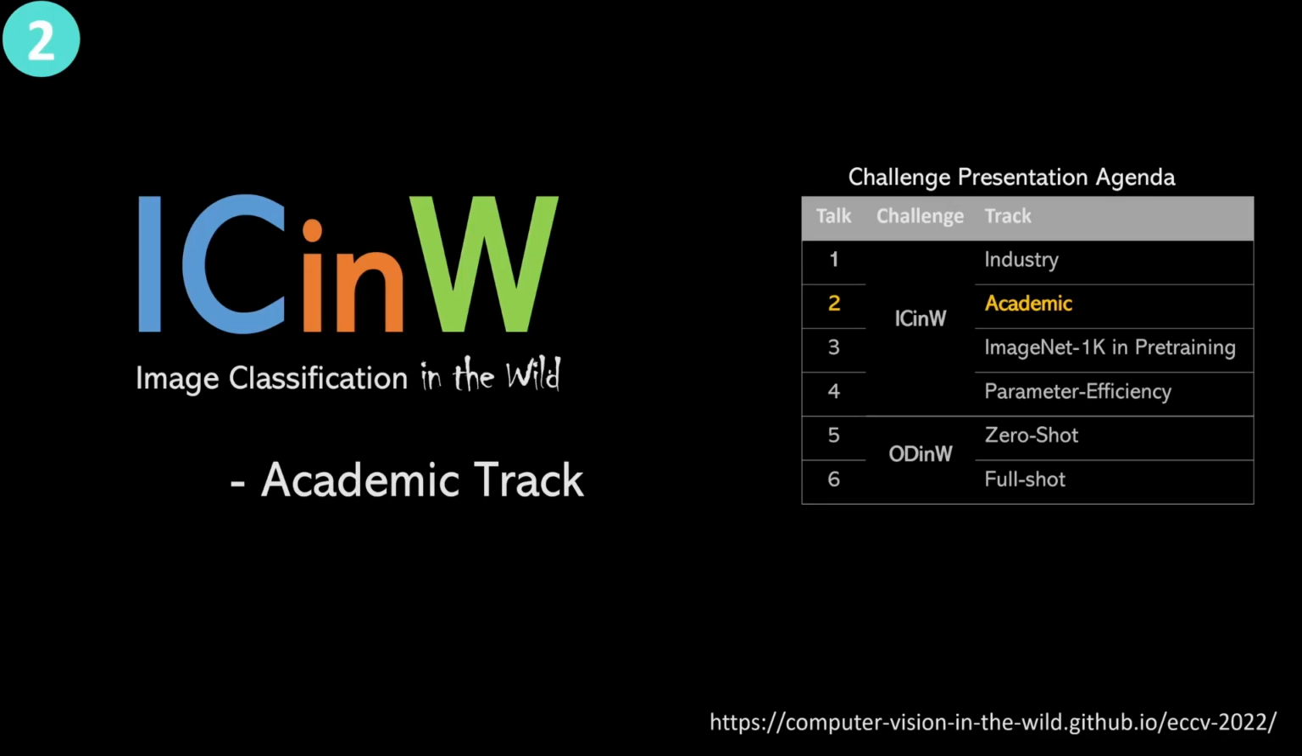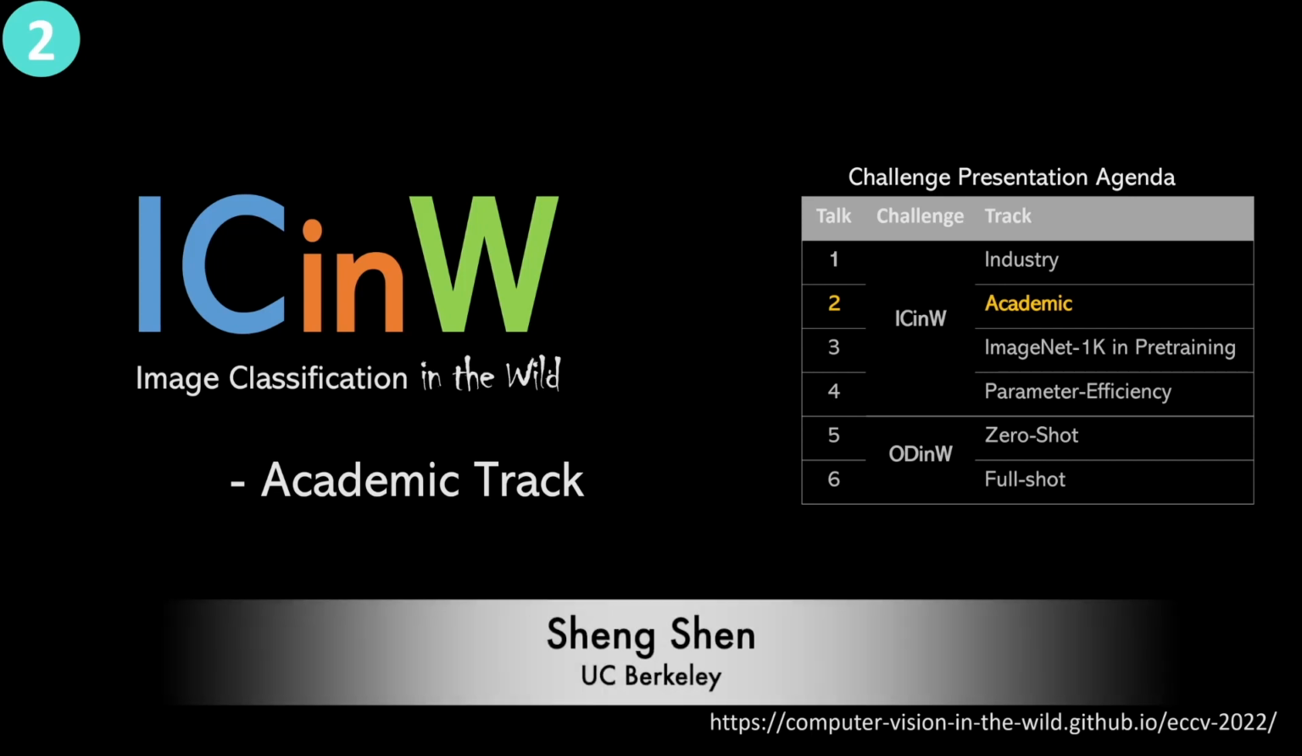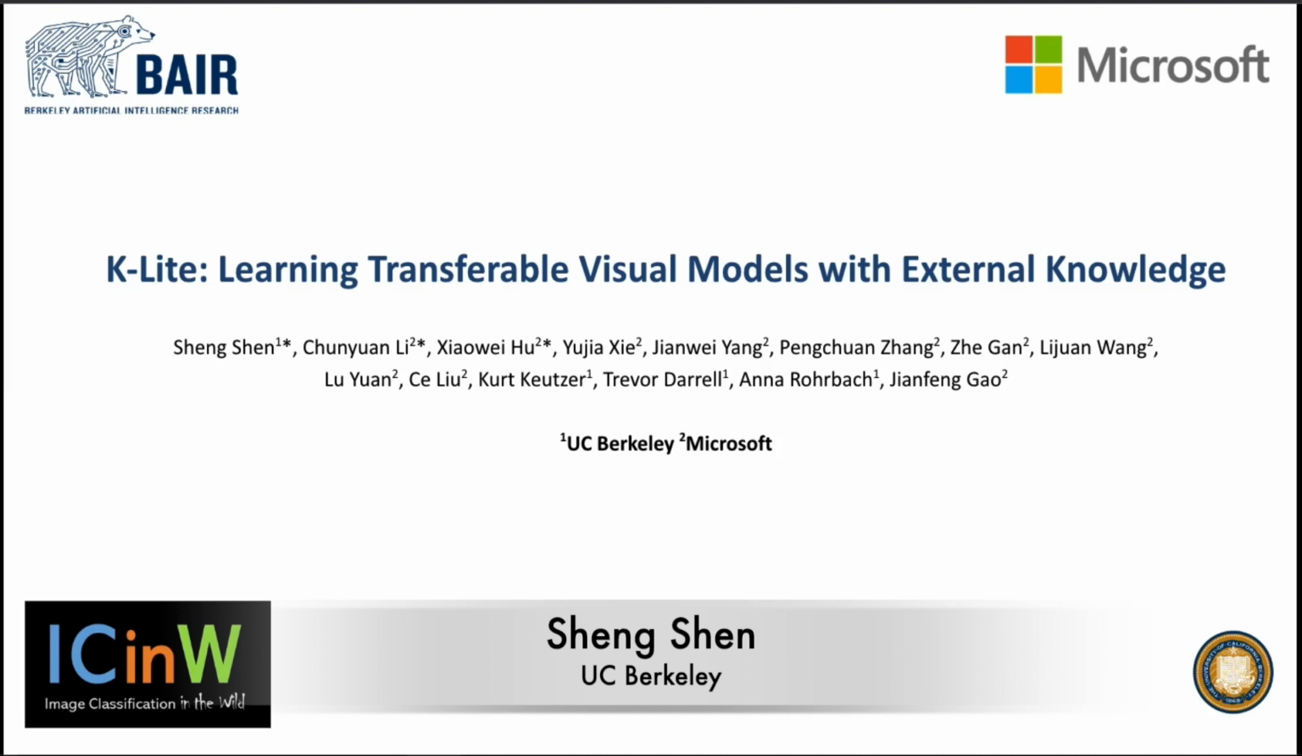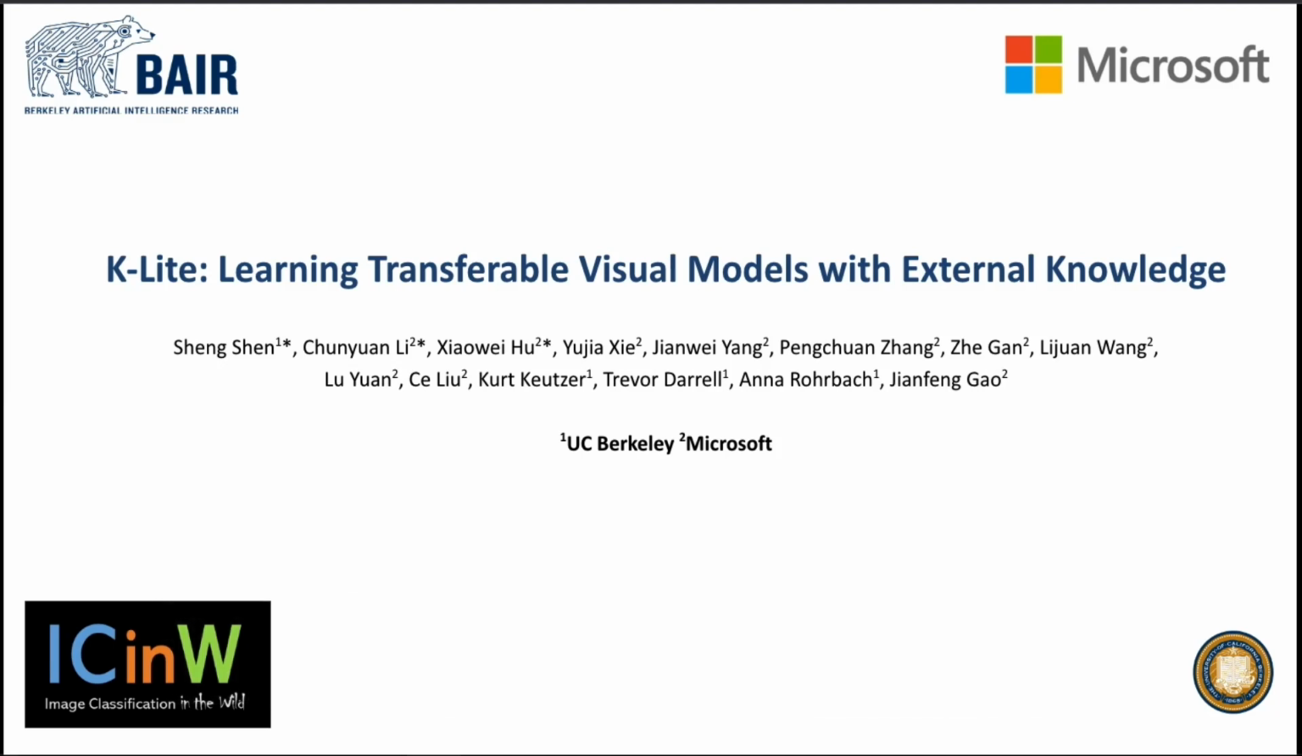Here's the presentation in the academic track of the Image Classification in the Wild Challenge. To introduce our new work, K-LITE: how to train generic vision backbones by leveraging external knowledge, and how that will help image classification in the wild.